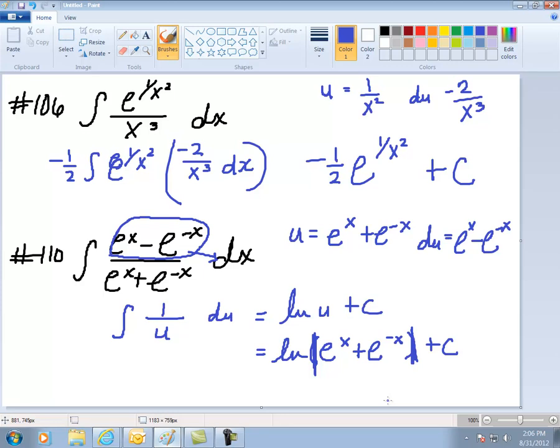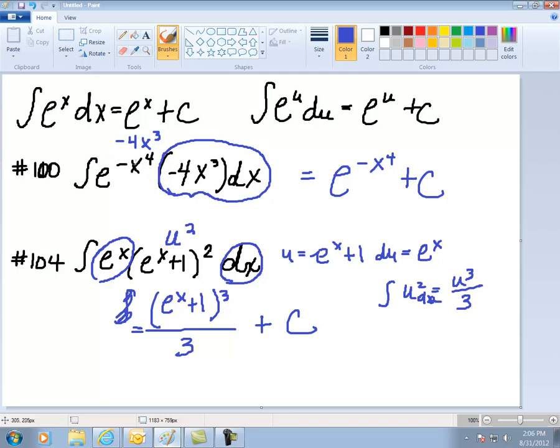All right, so that's 4 examples of how we can integrate exponential functions. Again, the bottom line is the integral of e to the x is just e to the x, provided you have the derivative of the exponent.